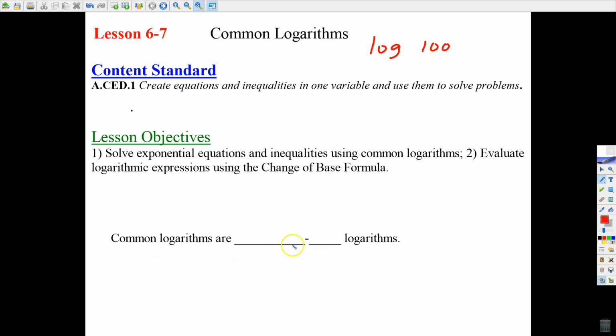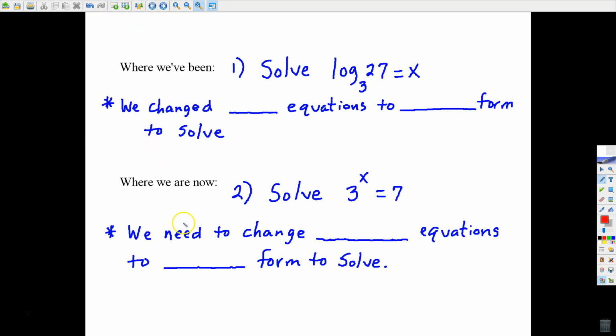And so my little blank here is just a little reminder, common logarithms are base 10. And these are going to be the focus of today's lesson. I thought it would be helpful to take just a moment. I always like to see where we've come from and then how does that compare to where we're going. We're leaving something like this.